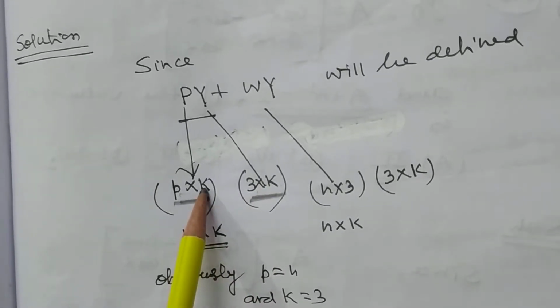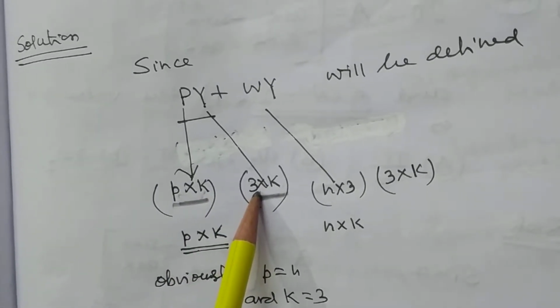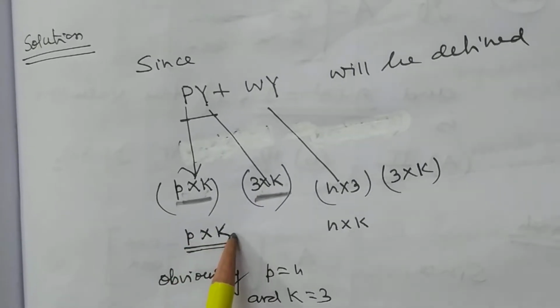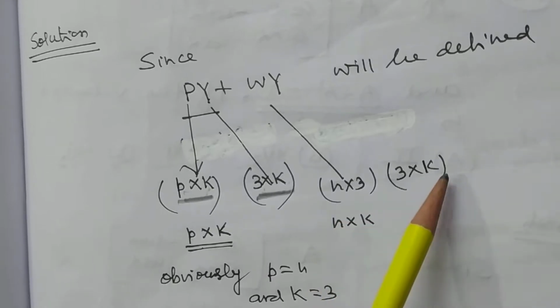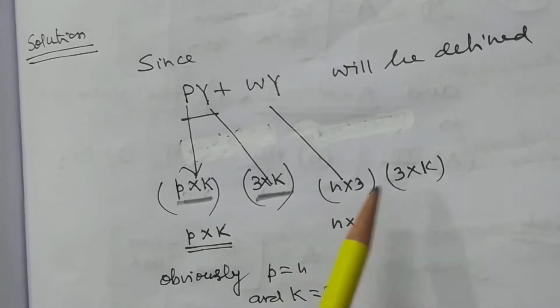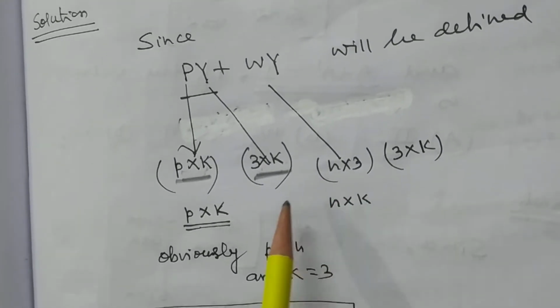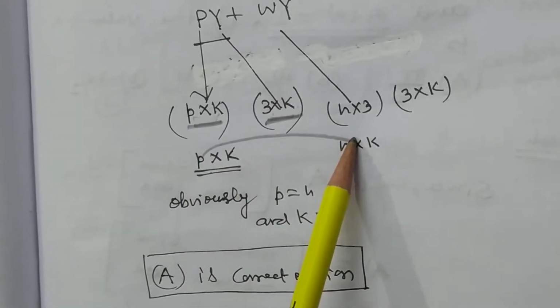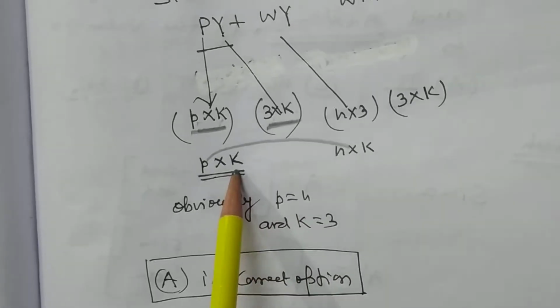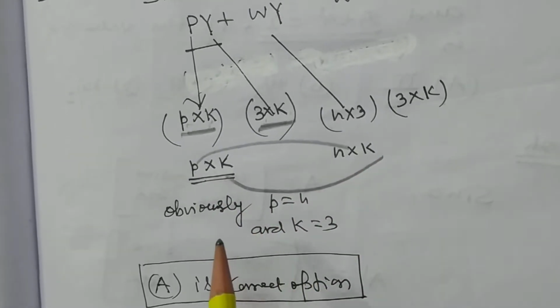The number of columns is equal to the number of rows. So it will be P by K. And now n by 3, 3 by K, it will be n by K. So now what do we observe? We observe P is equal to n, and K is equal to 3.